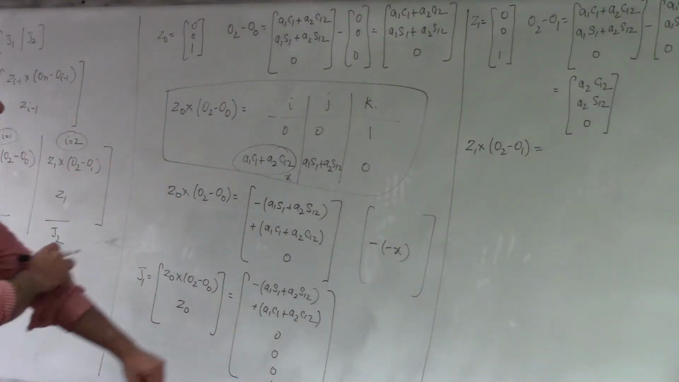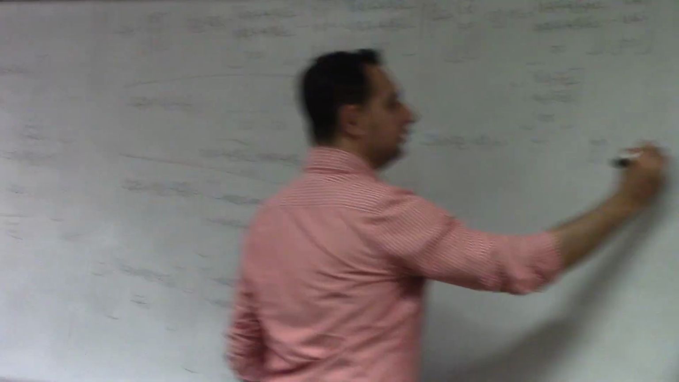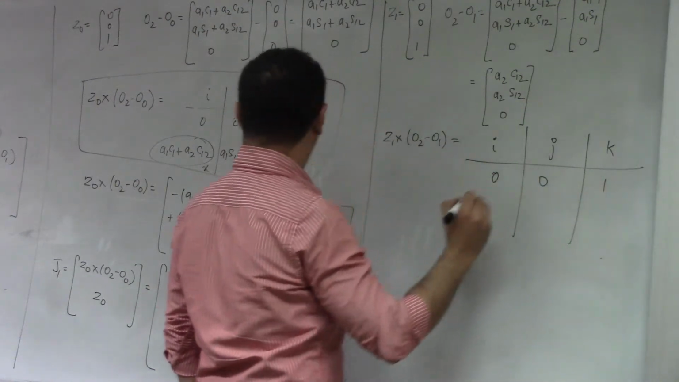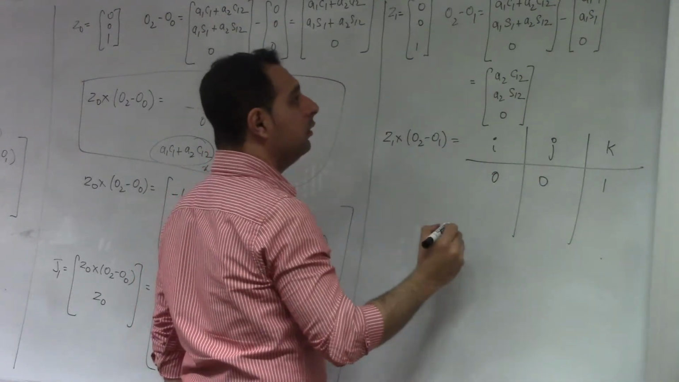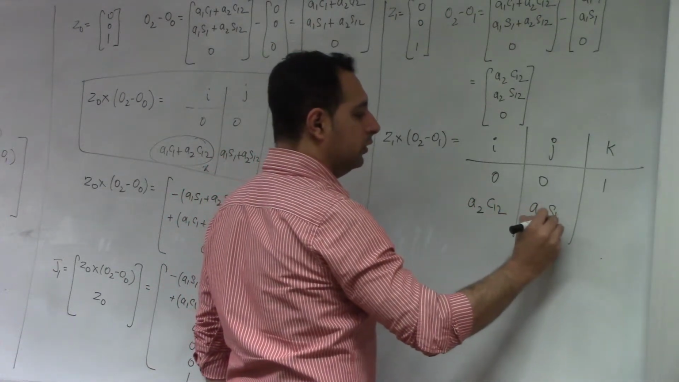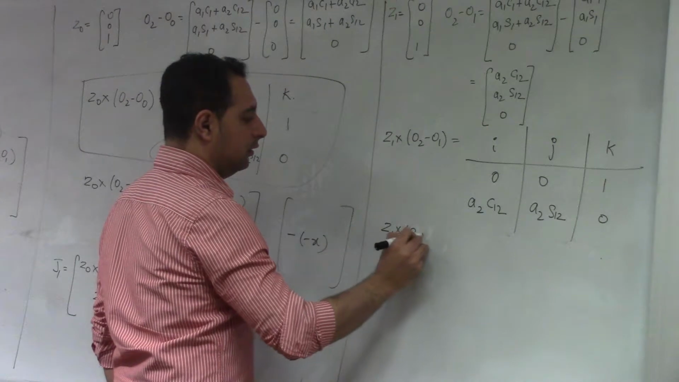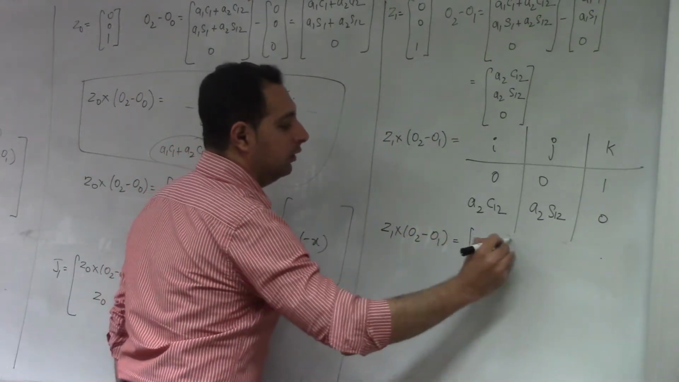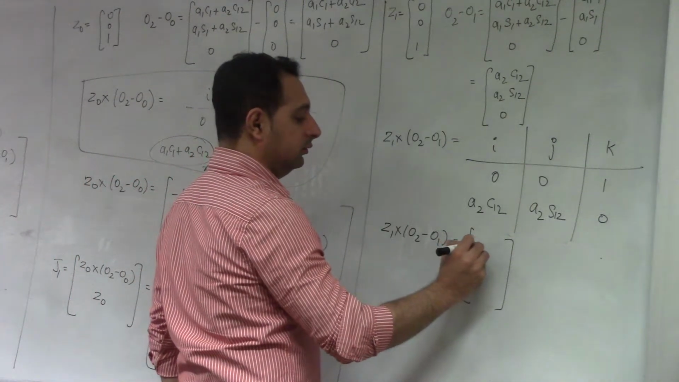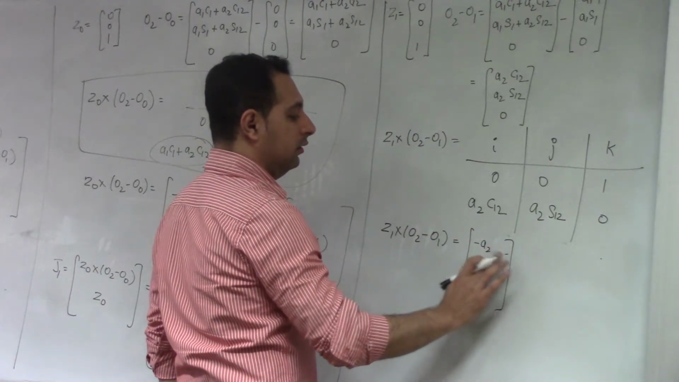Okay, so let's do this one. So here we will have I, J, K, 0, 0, 1, and A2 cos 1, 2, A2 sin 1, 2, 0. So tell me what do you get? A2 cos 1, 2. Minus. Minus A2 sin actually.